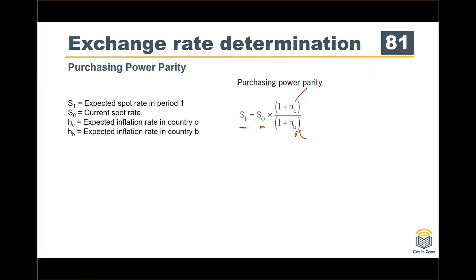So in 1 year later, the expected spot rate comes from this. Here it is only the expected spot rate. It doesn't mean it will happen. Expected, so it shows you the trend: 1 year later, whether the currency will go up or go down against the other currency.